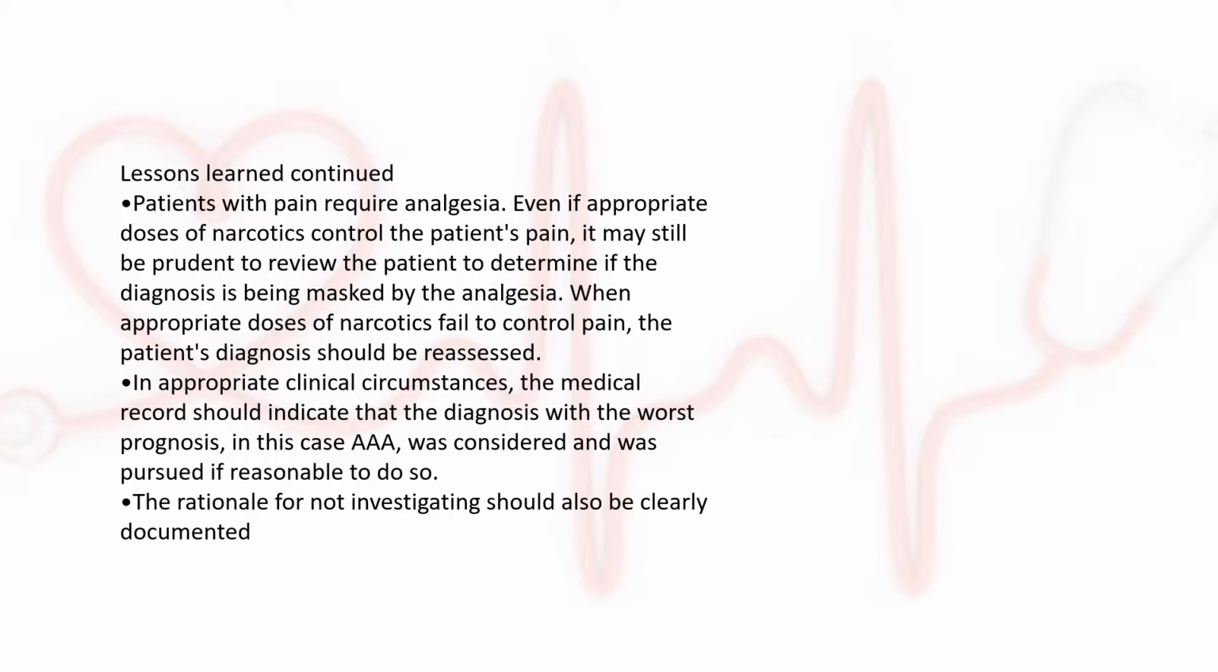In appropriate clinical circumstances, the medical record should indicate that the diagnosis was the worst prognosis. In this case, AAA was considered and was pursued. The rationale for not investigating should also be clearly documented. So, for example, I know according to the American Academy of Pediatrics that children under the age of 18 who test negative for a rapid strep test in the office should have a throat culture sent to confirm that negative diagnosis.